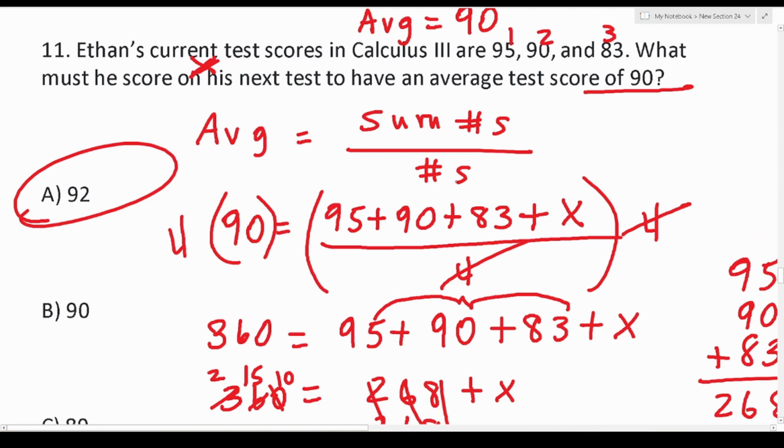This is a very common question that you'll see on the ASVAB. You'll be given the average and a certain number of the values, and you'll be asked to find the missing value, and this is how you do it. So expect to know how to do this one.